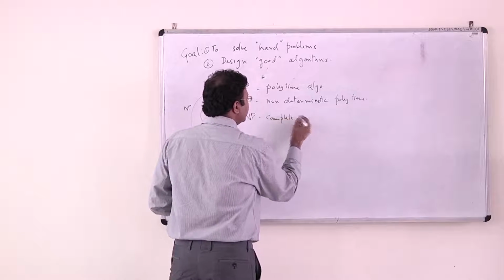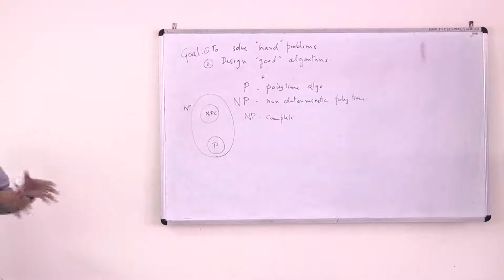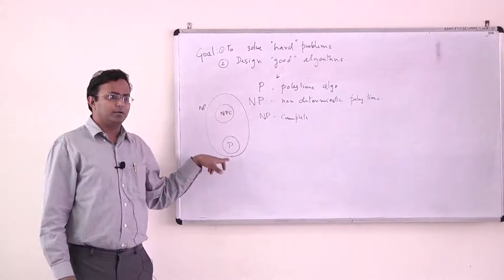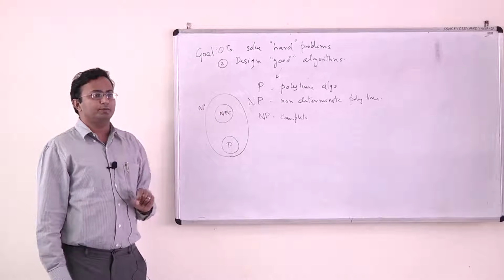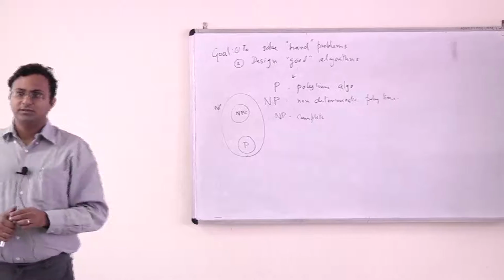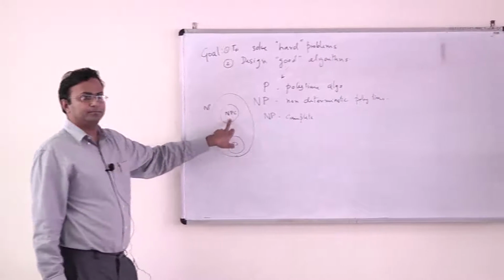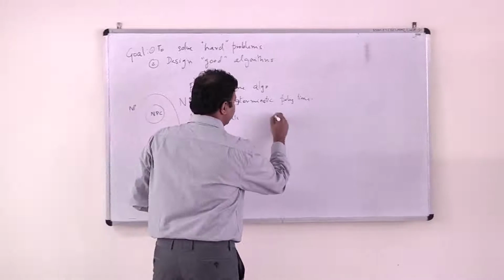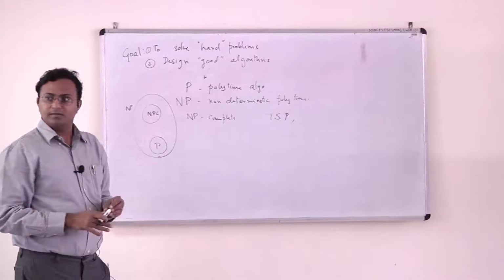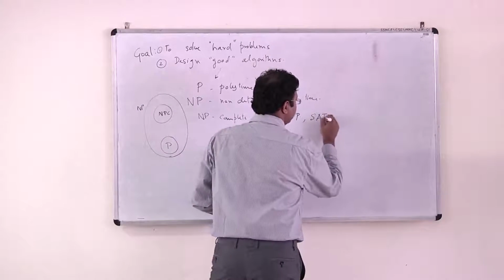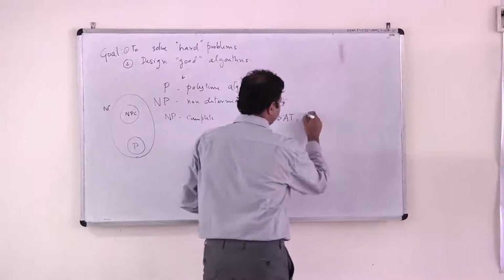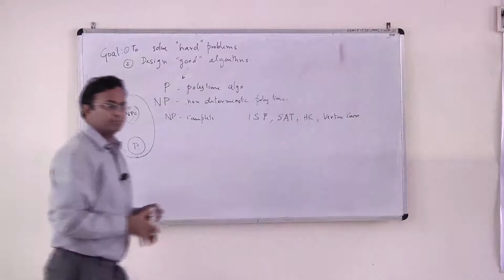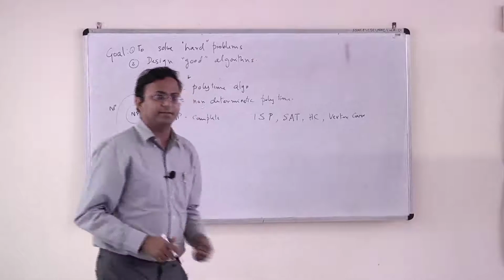So what are these problems? These are the problems which we don't expect to be in P. In other words, if any one of them goes down to P, then NP is equal to P. So these are the hardest problems in this class. Now, can you give me an example of a problem here? Traveling salesman problem. Okay, very good. TSP. SAT. Hamiltonian circuit. Have you heard of vertex cover? Vertex cover, maximum clique. Okay.